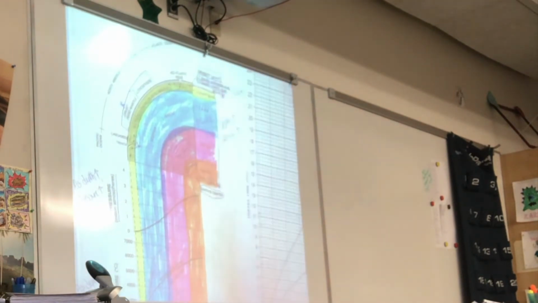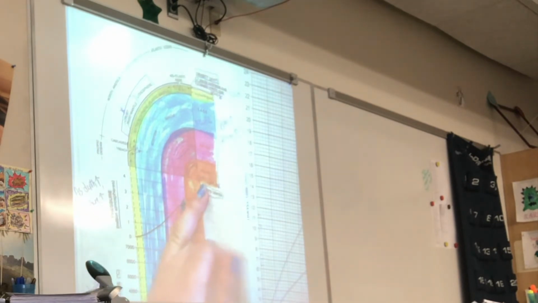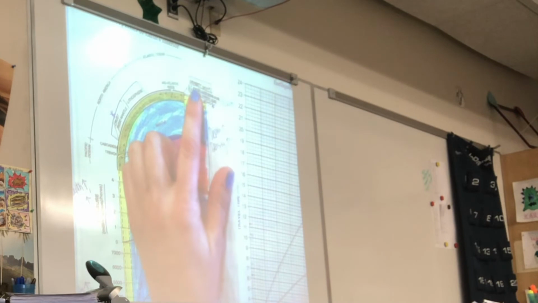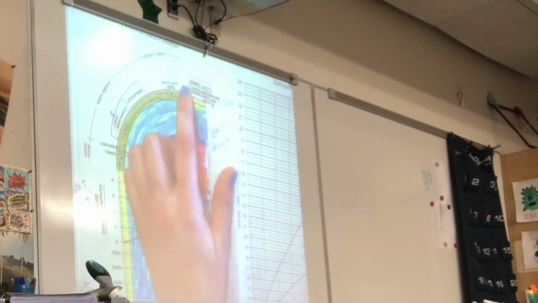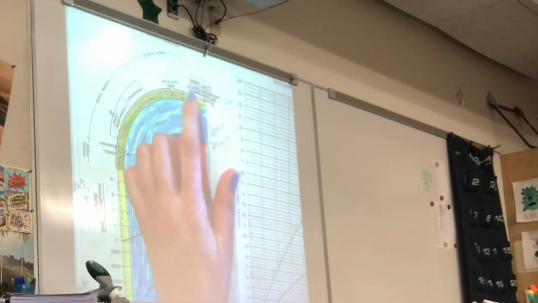Page 10 is Earth's interior. Just remember, this is a quarter of the Earth from crust to core. It has on the side here the granitic continental crust. Density is 2.7. Basaltic oceanic crust is 3.0. Remember the granite and the basalt from the igneous rock table.